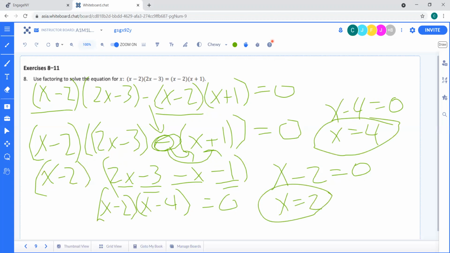Now, think about it. If I take this x equals 2 and plug it in, that gives me 0. Well, 0 times anything is going to be 0. And if I plug in the 2 right here, that gives me 0 again. So that's going to equal 0. 0 equals 0. And 4 also works. Okay, if you were to plug that in, each side of that equation would equal each other.